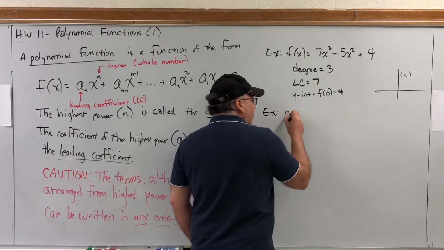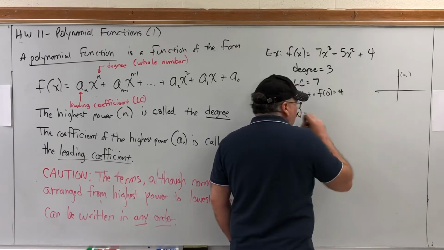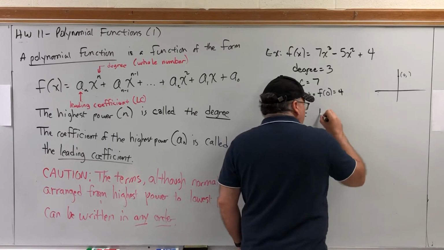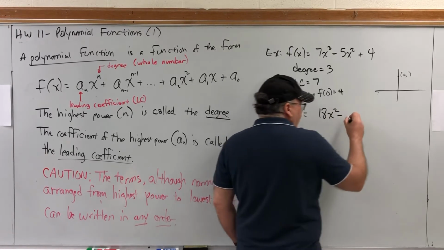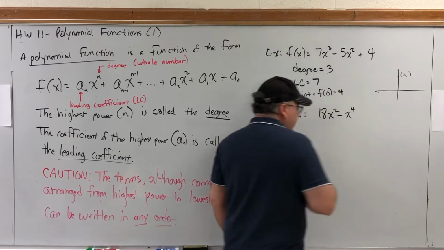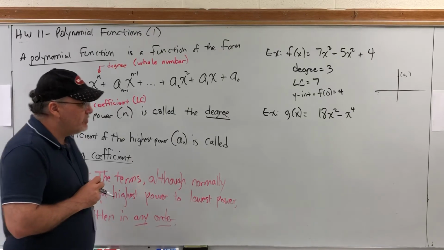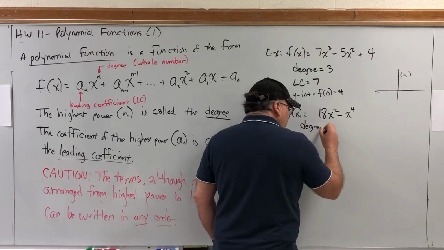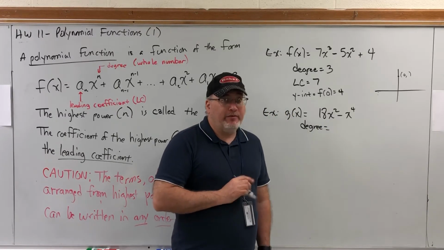Let's try another one. g of x equals, let's say, let's see, I'm trying to build something here. Let's say 18x squared minus x to the 4th. What is the degree of this polynomial? Remember, degree just means highest power, and so the highest power in this polynomial function is 4.